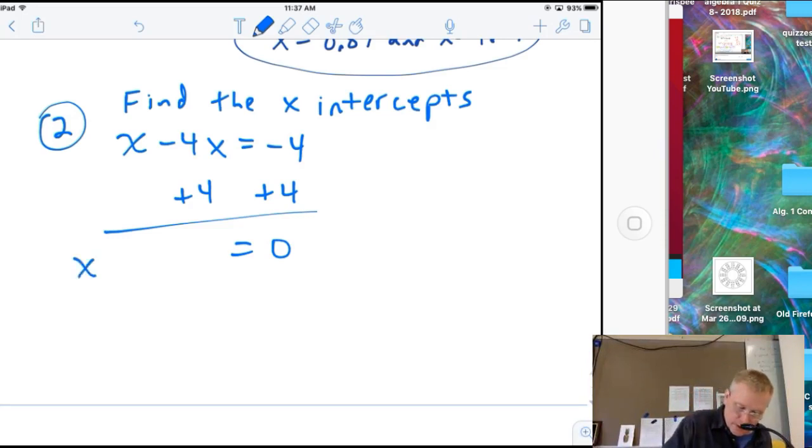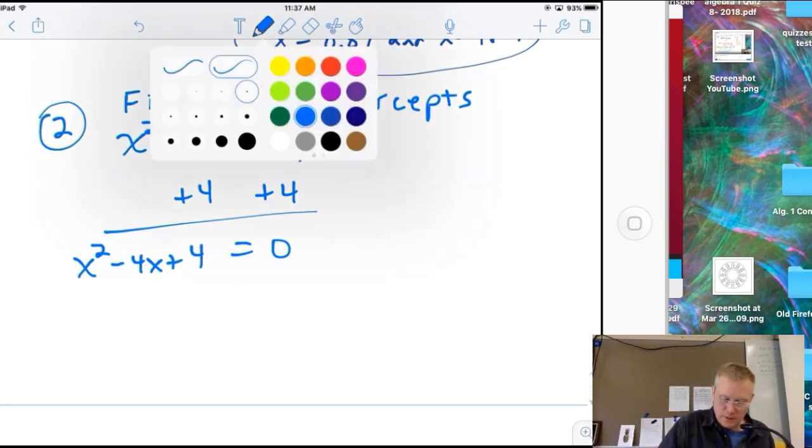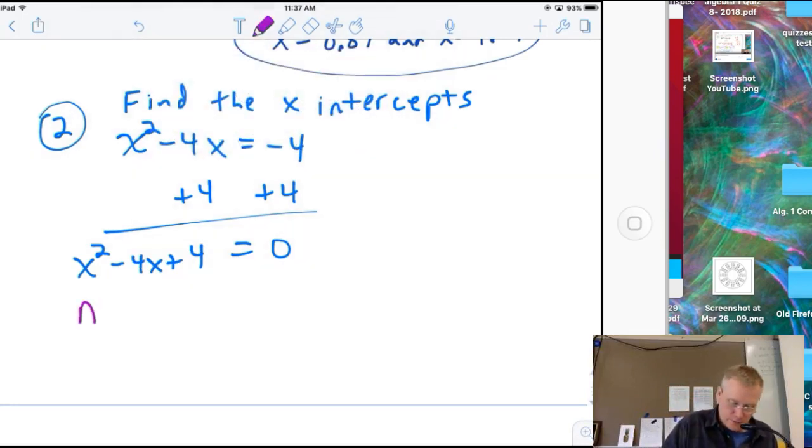On the left side I got, that should be x squared. X squared minus 4x plus 4. Okay, so there's my trinomial. Now I can find out what a, b, and c are. A is what's in front of the x squared, which is an implied 1. There's always an implied 1 there if there's nothing written. B is what's in front of the x, and c is the regular number.